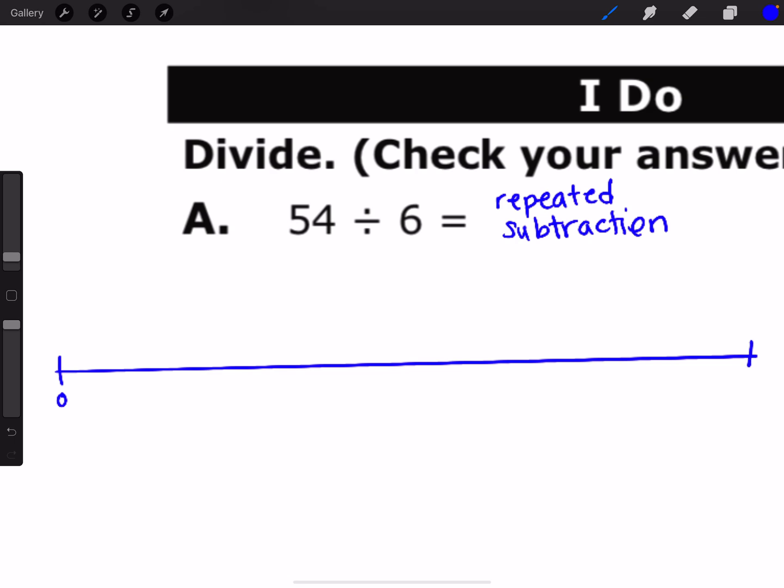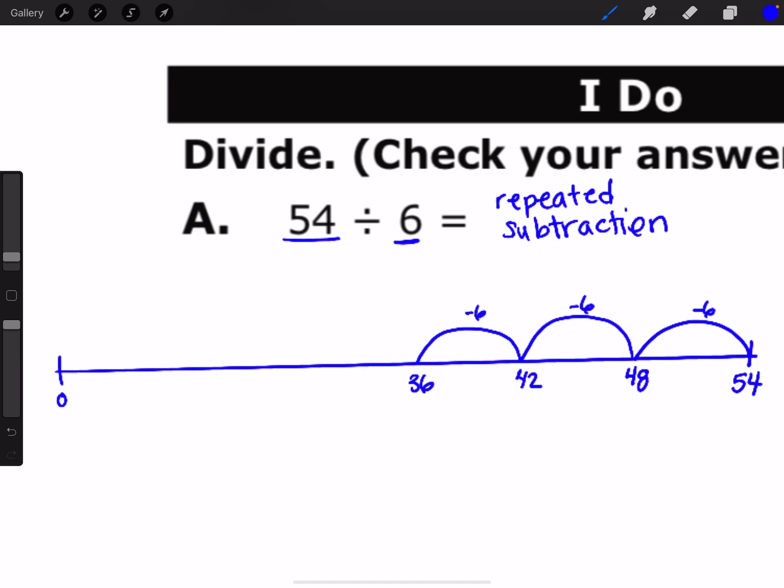We start with the dividend, which is 54. So 54 is where we start. 6 is the chunk we're going to use to get to 0. We're going to go back. So 54 take away 6 would be 48. We need to take away another 6 for 42. Take away another 6, we have 36.